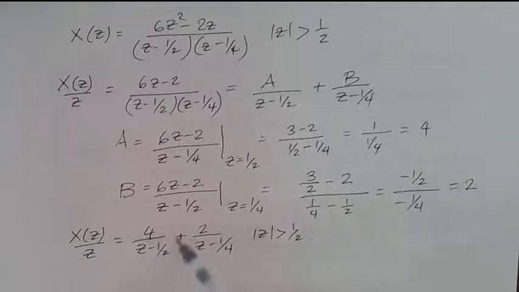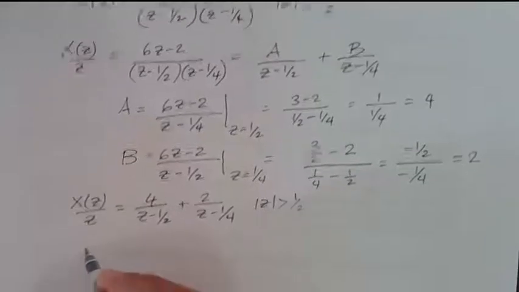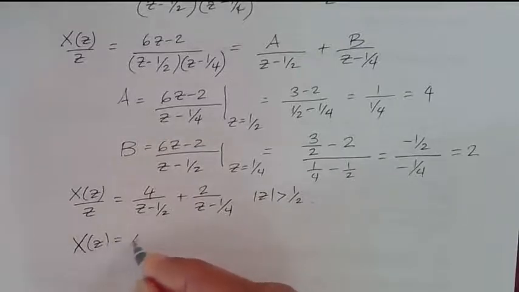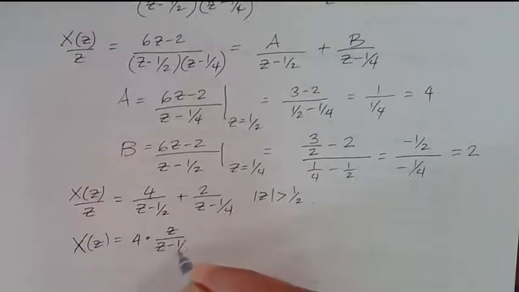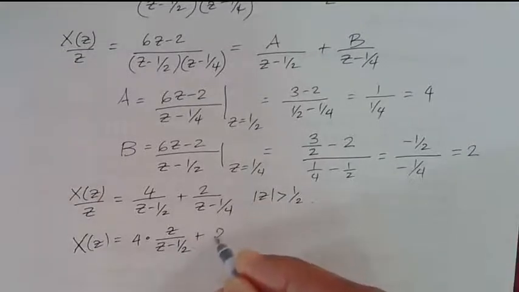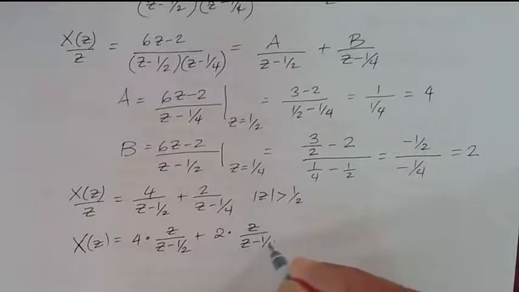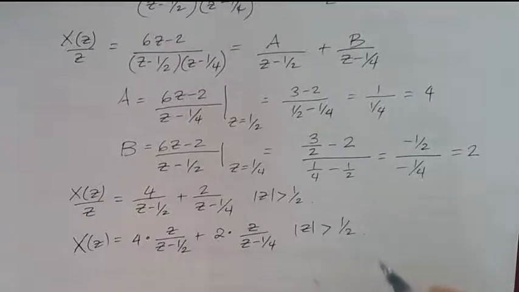So now what I do is I multiply it through by z, so I get X of z is equal to 4 times z over (z minus a half) plus 2 times z over (z minus a fourth), and z is greater than a half. Okay.